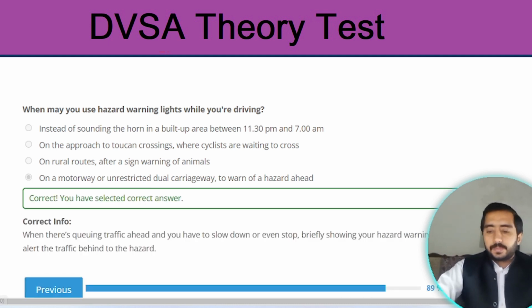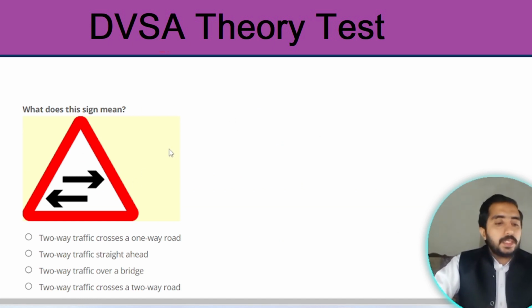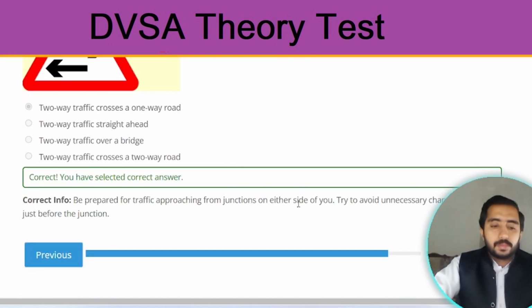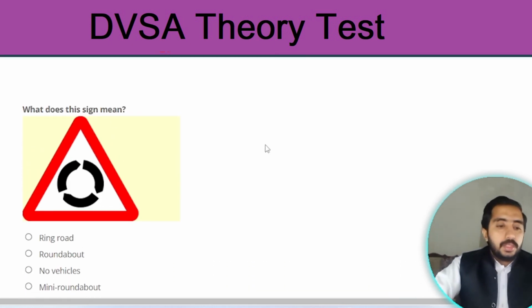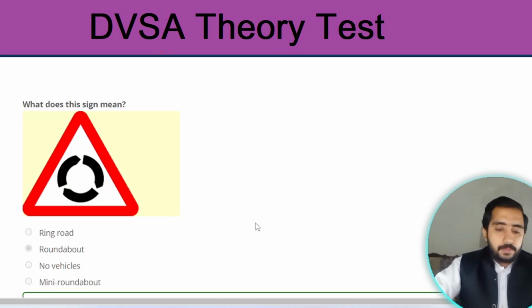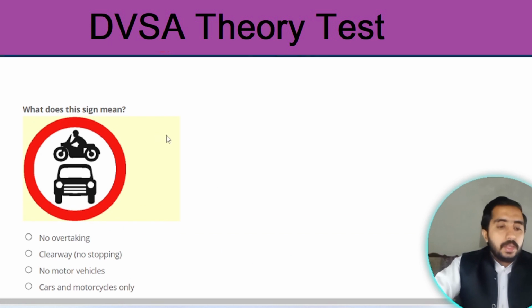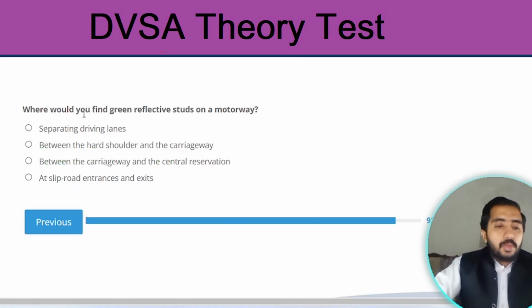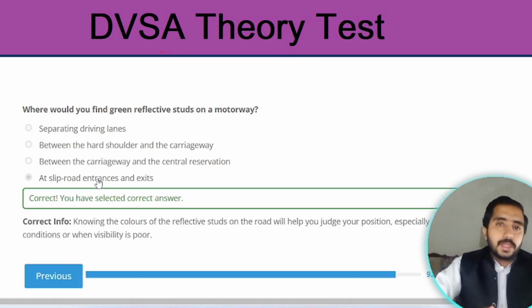Next question. This sign is represented by two-way traffic crosses one-way road. Next one. This sign is represented by roundabout, which is option B. Next question. This sign is represented by no motor vehicles. Next question. Where would you find green reflective studs on a motorway? You can find them at slip road entrances or exits. Option D is the correct one.